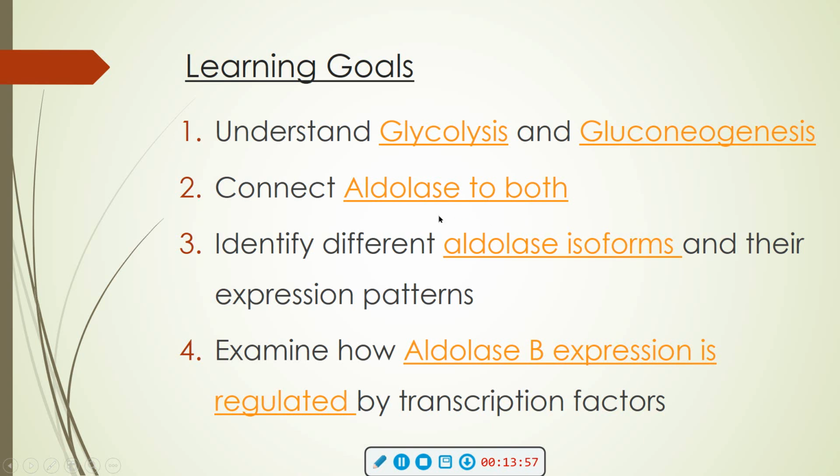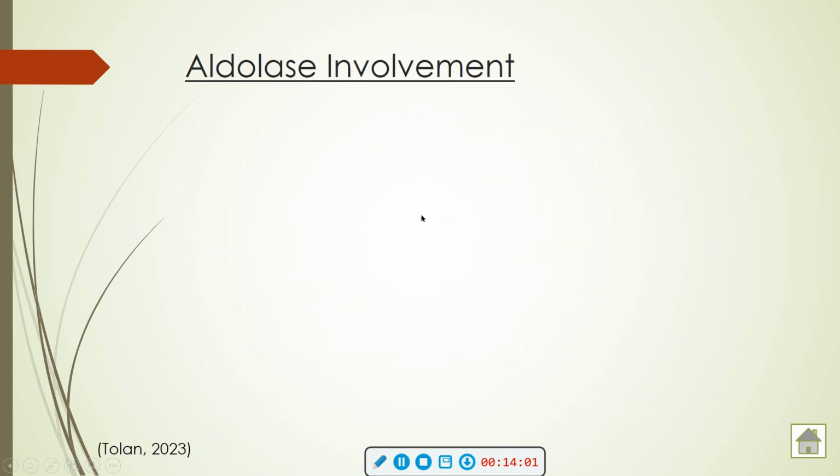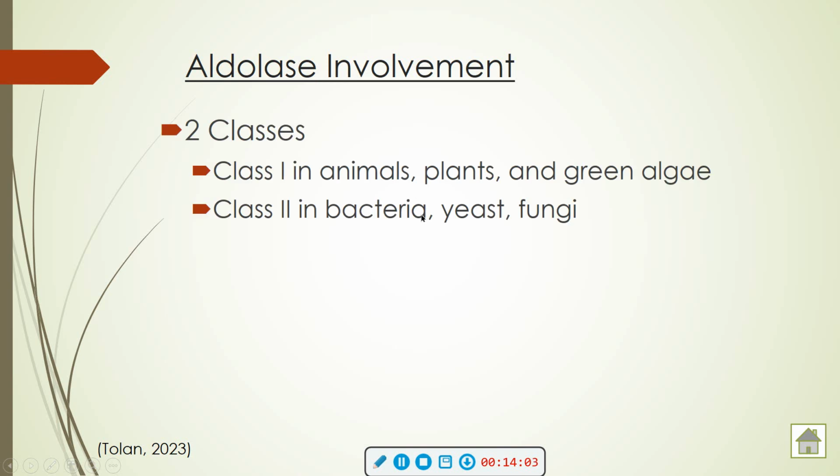So let's talk about that enzyme that makes these reactions possible. What is aldolase? How is it involved? It is a type of enzyme, and there are 2 classes, class 1 and class 2. I'm going to focus on class 1 because I want to talk about what is going on in humans, in mammals. But I do want you to realize that there are 2 different classes, and I want you to be aware of where they are found.